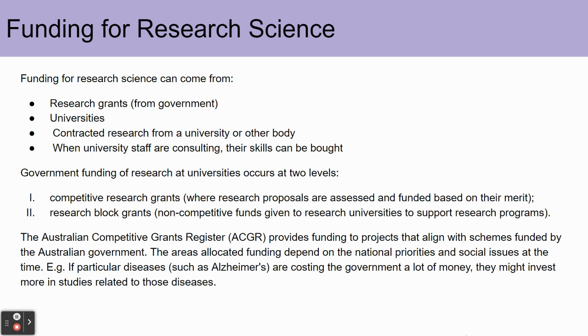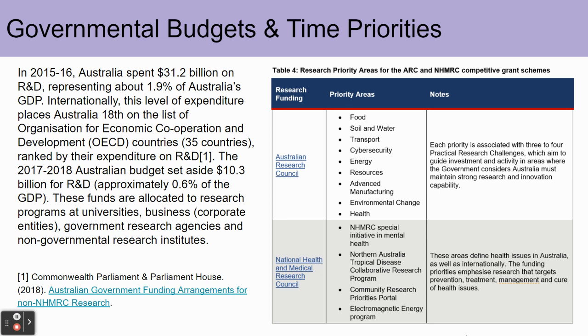So the Australian Competitive Grants Register provides funding to projects that align with schemes funded by the government. And these areas allocate funding depending on the national priorities and social issues at the time. So in Australia, between 2015 and 2016, Australia spent $31 billion on research and development, which represents about 1.9% of Australia's GDP, or gross domestic product. And this placed Australia 18th on the list of OECD countries in terms of their expenditure on research and development.